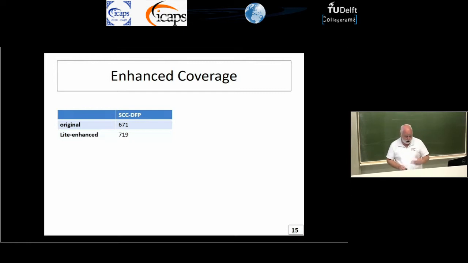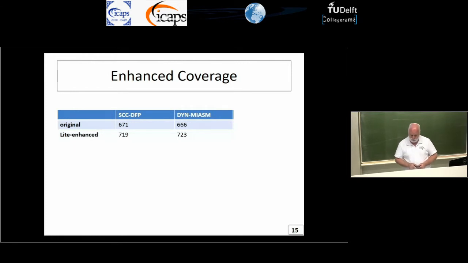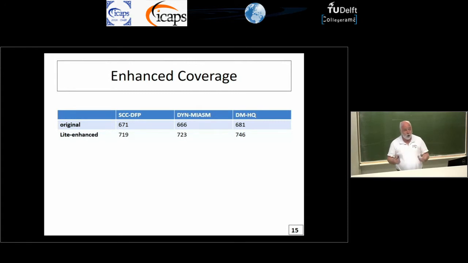Now you can apply this to any of the existing methods, and so here's what happens if you apply it. If you do Lite-enhanced dynamic miasm, it goes up by almost 60, 57. And if you do it to DMHQ, and this is where DMHQ comes back into the talk, it goes up by 65. So although there was only a difference of 10 between SCC-DFP and DMHQ in their original forms, DMHQ benefited more from being Lite-enhanced by a pretty big margin.